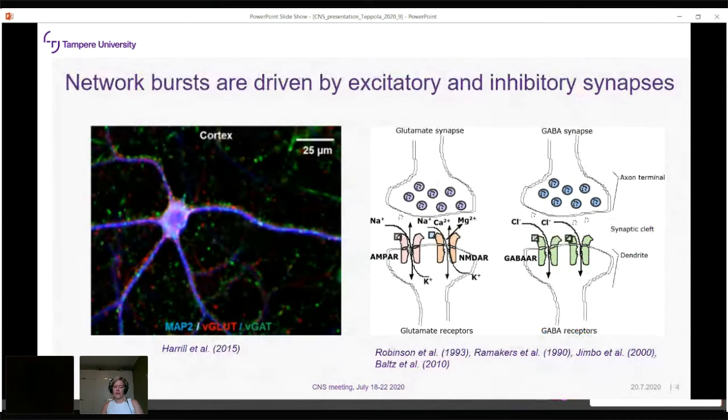Cortical network bursts are known to be driven by the excitatory synaptic transmission, which is primarily mediated by the action of glutamate on two types of glutamatergic receptors, AMPA and NMDA. Inhibitory synaptic transmission is mediated by the action of gamma-aminobutyric acid on GABAergic receptors. GABAergic signaling and interneurons are crucial in developing neocortex. Both AMPA and GABA receptors express fast and NMDA slow ion channel kinetics.